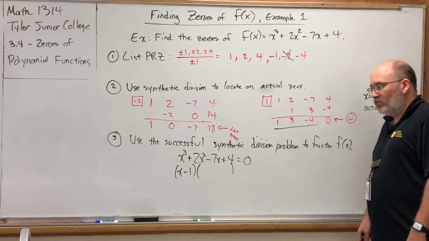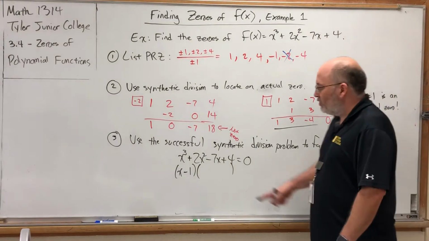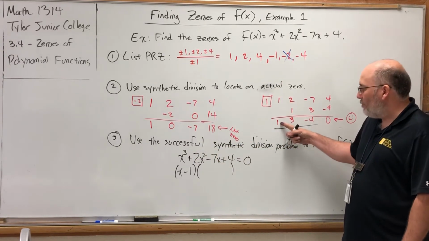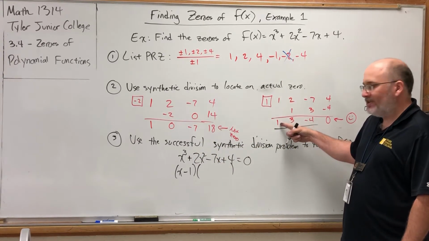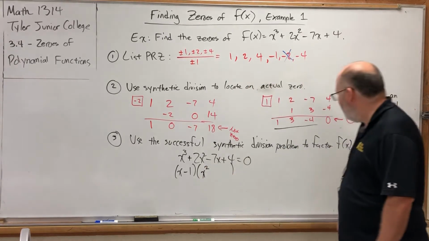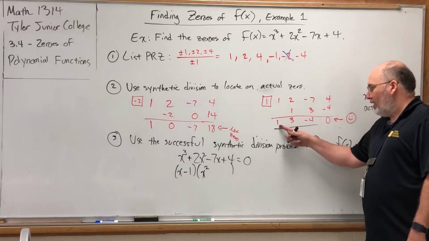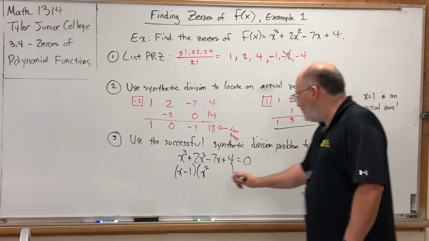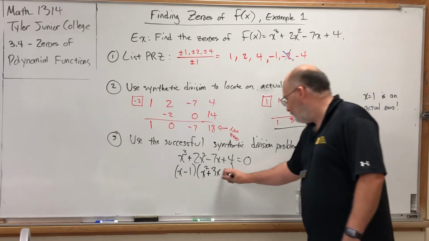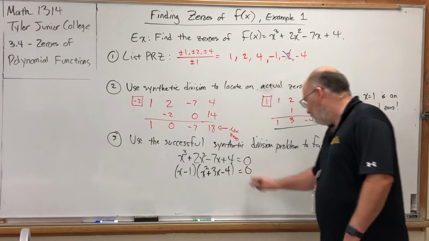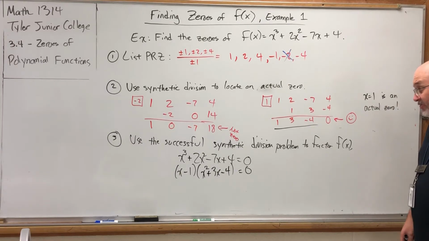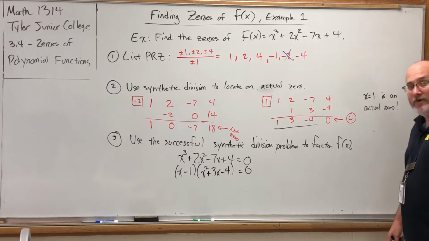Just remember that the degree gets lowered by 1. This was originally a 3rd degree polynomial, so the quotient will be a 2nd degree polynomial. This one represents 1x squared. Then just lower the powers: 1x squared, positive 3x, minus 4. We have used the results of the successful synthetic division problem to factor the function.